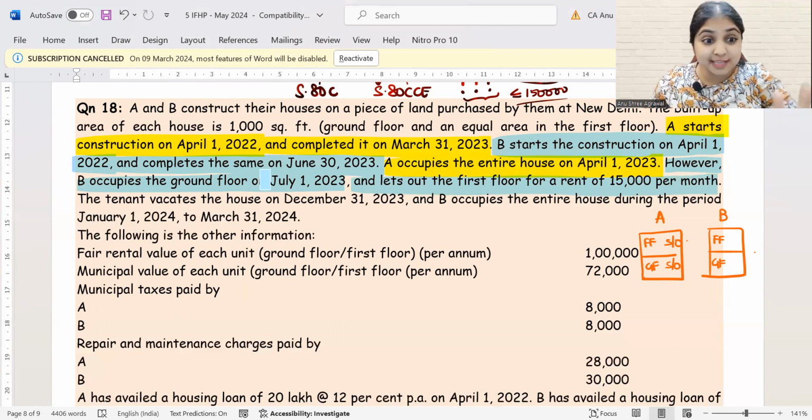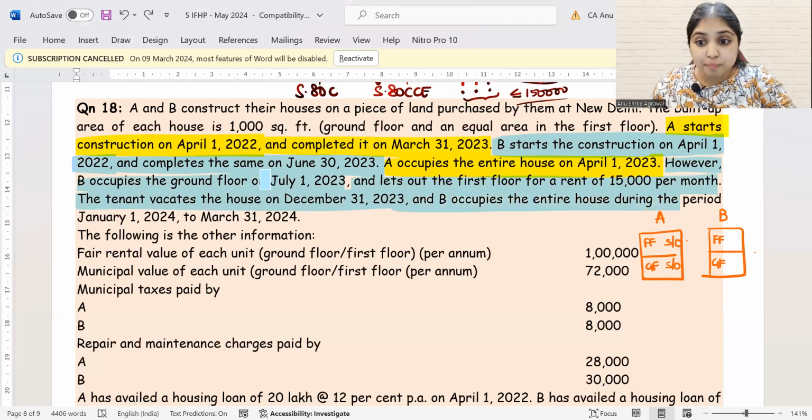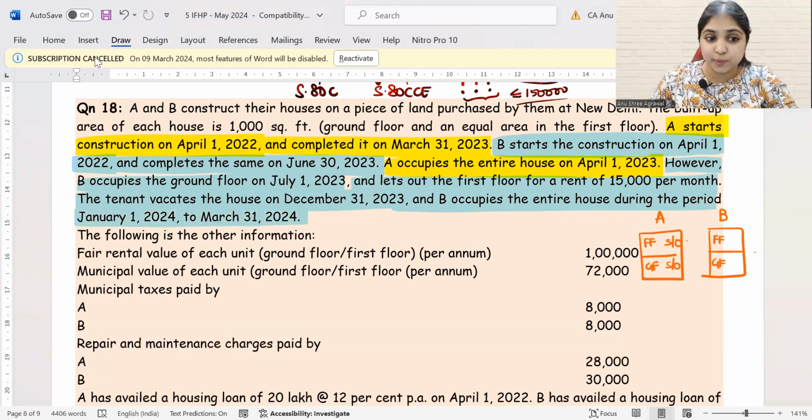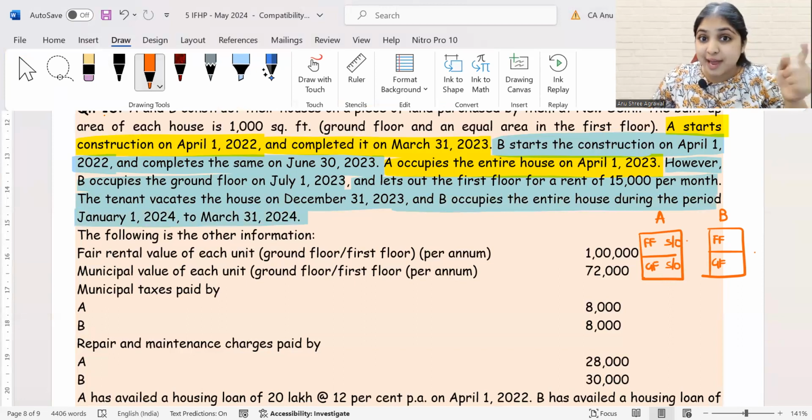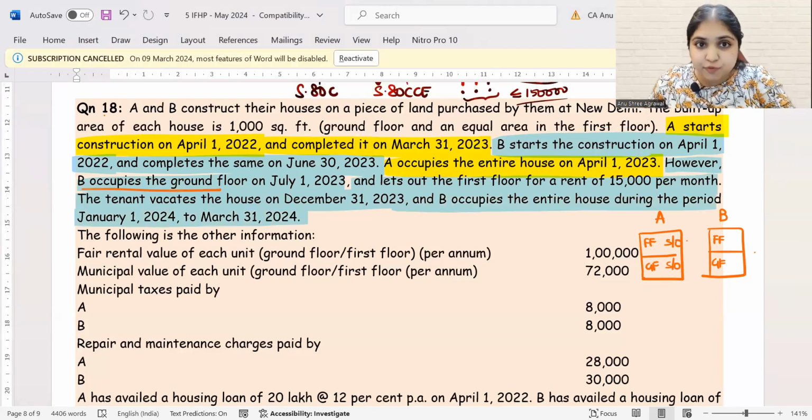See, listen to what comes next. The tenant vacates the house on 31st December 2023 and B occupies the entire house during the period Jan 1, 2024 to 31st March 2024. Have you understood what has happened? Read once again. First of all, B occupies the ground floor. So ground floor is self-occupied and first floor is let out. Okay, this is initially.